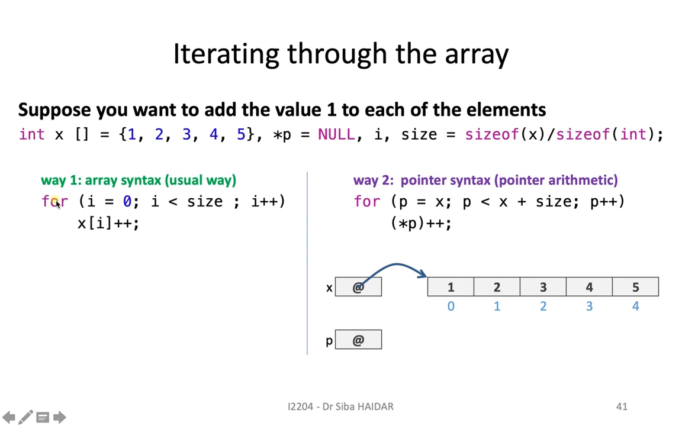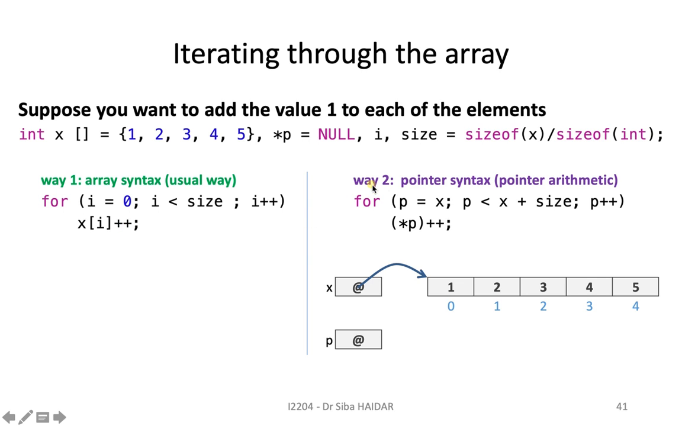You can do the requested task using the usual way, using the classical way, the array syntax. You take for i equals 0, i less than size, strictly, i++, and you say x[i] incremented by 1. This is the classical way.